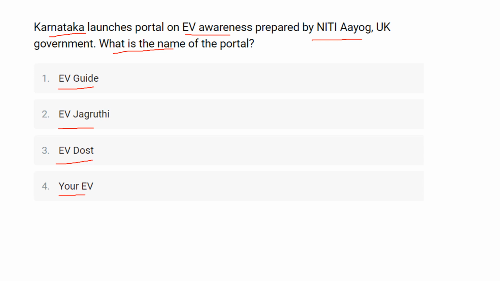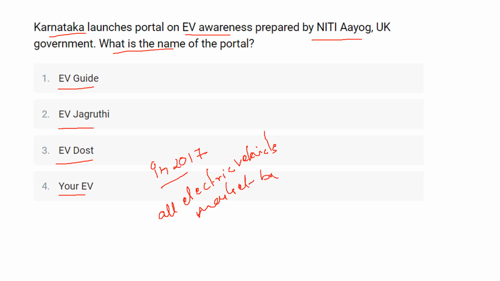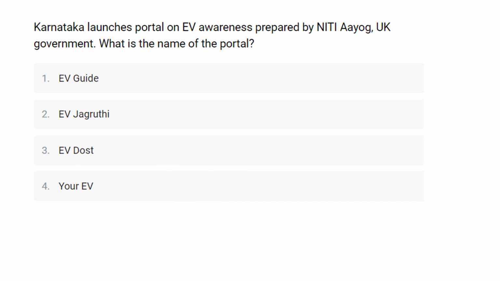Okay, Karnataka became the first state to roll out the electric vehicle and energy storage policy in year 2017. The initiative was in line with the Union government's vision to make the country an all electric vehicle market by 2030. Okay. So here the correct answer for this question will be option number 2, that is EV Jagruti.